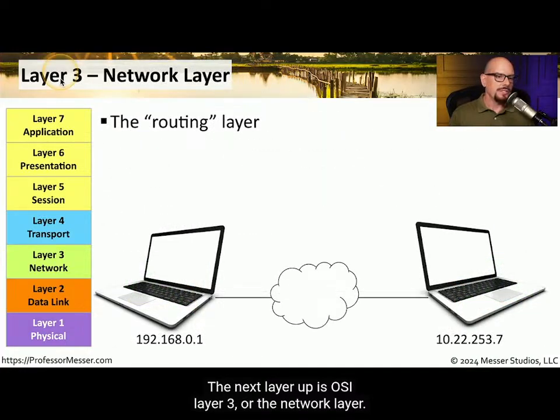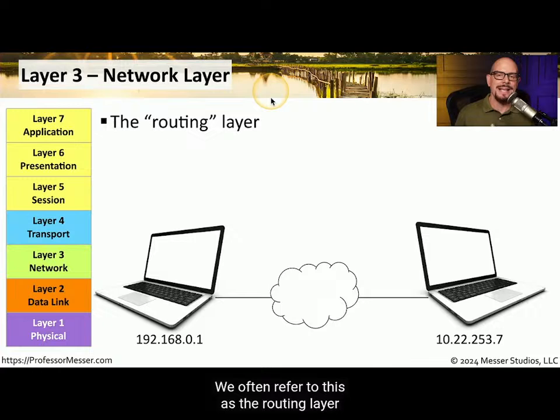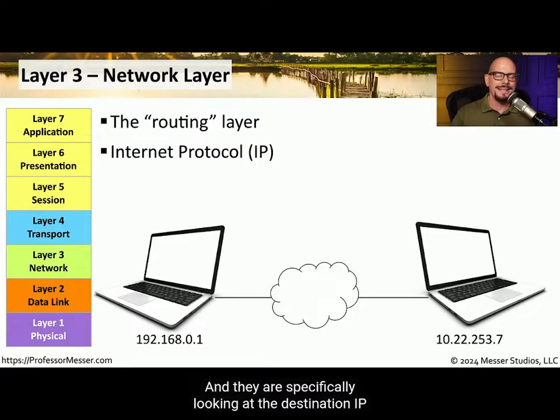The next layer up is OSI Layer 3, or the network layer. We often refer to this as the routing layer because this is the layer that routers use to determine how to forward traffic. And they are specifically looking at the destination IP address in order to determine what the next hop might be for traffic traversing the network.